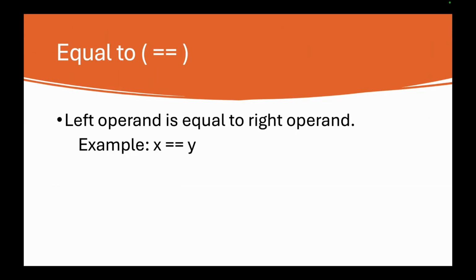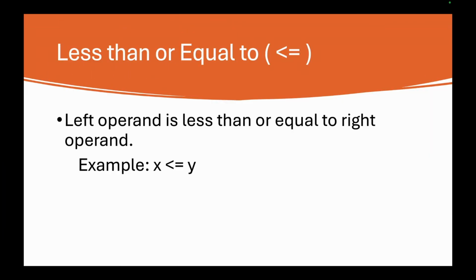The next one is the equal to operator. In this case, the left operand is equal to the right operand, and we represent it as x double equals y, because the single equals represents the assignment operator. Now we have the less than or equal to operator. In this case, the left operand is either less than or equal to the right operand, and we can represent, as shown in the example, x is less than or equal to y.